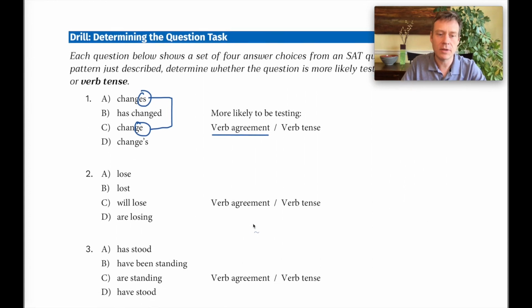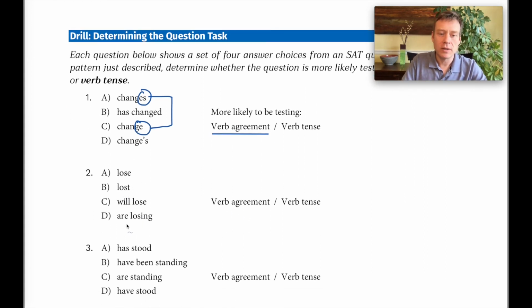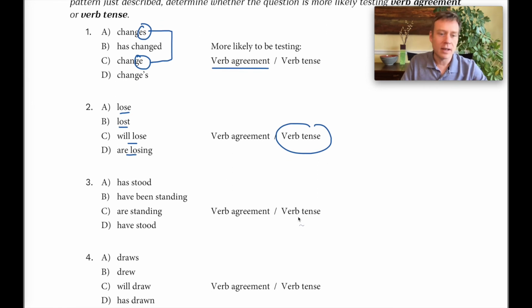If we take a look at number 2, lose, lost, will lose, and are losing. These are all different tenses. This is present tense, this is past tense, future, and this is present progressive. So I would say that this one is testing verb tense, most likely. So I would go look for the contextual clues.